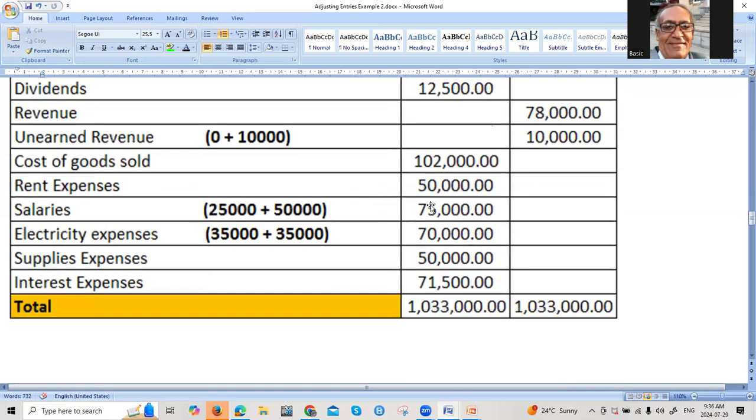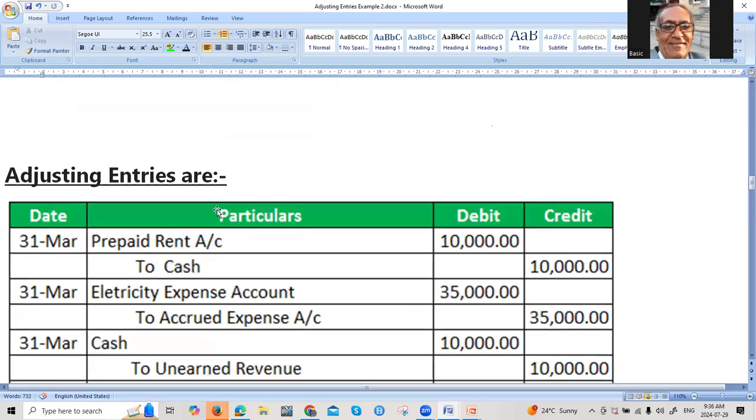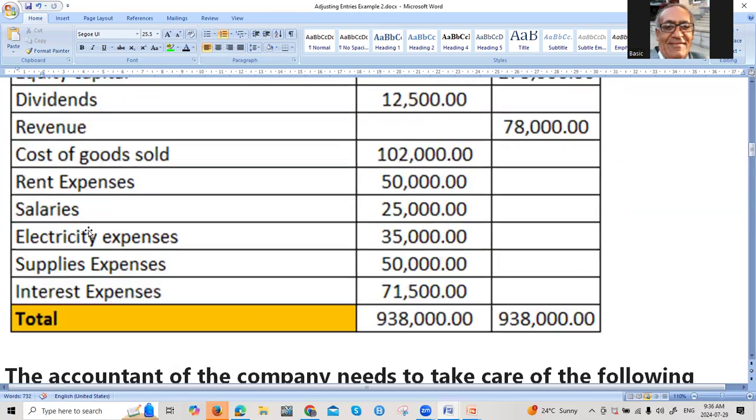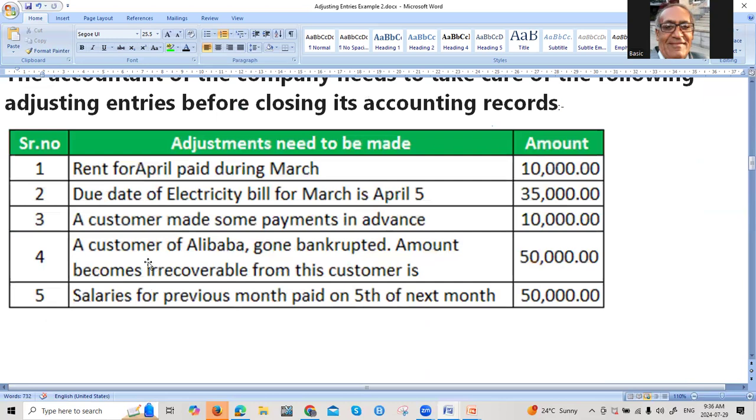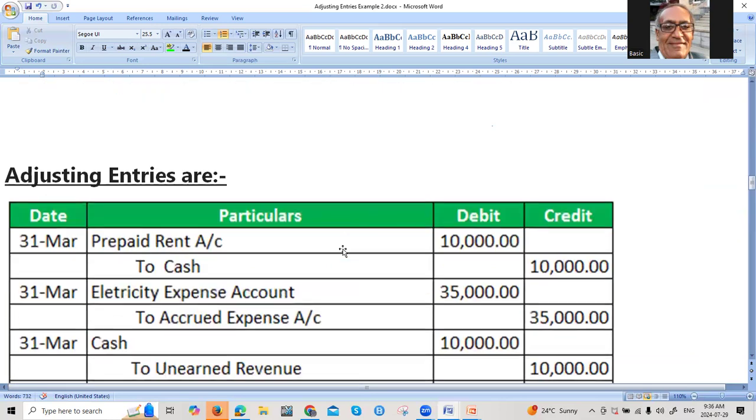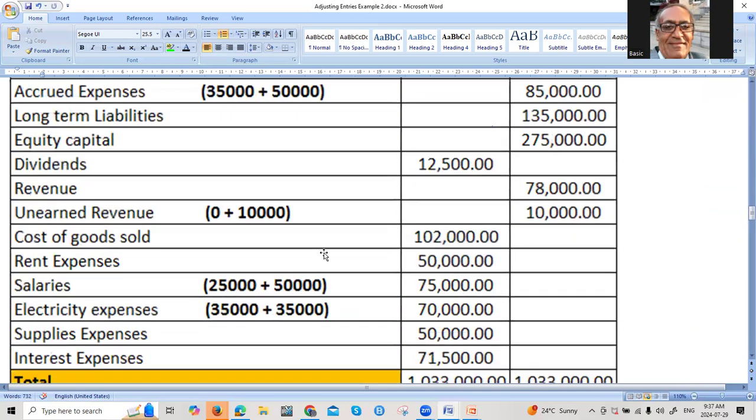75,000. Salaries 75,000. Electricity expenses, it was 35 in the past. Let us see here. The old transaction, electricity expenses, 35,000. Plus also there was electricity expenses, electricity bill here, 35,000. 35 plus 35 will give me 70,000 debited.